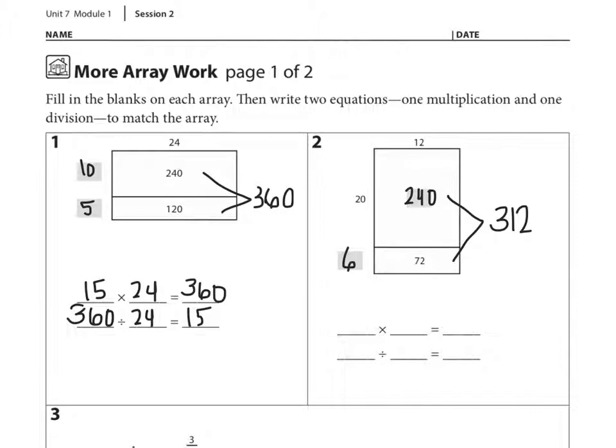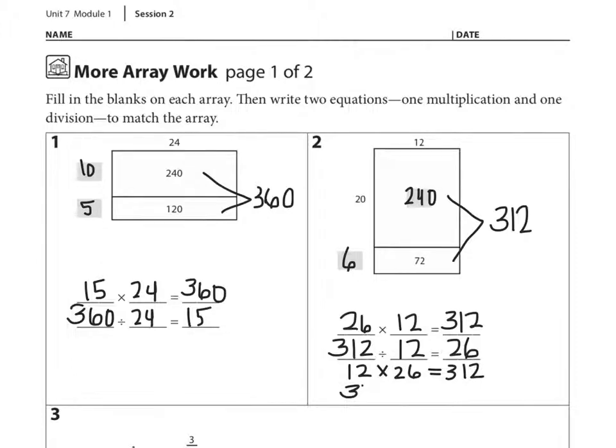So my multiplication and division equations, I'm going to fill in. I'm going to say 26 times 12, and again I got 26 by looking at 20 plus 6 is 26. 26 times 12 is 312. I'm going to take that 312, I'm going to divide it by 12, and my answer is 26. You can also write down in your blanks 12 times 26 equals 312. That would also be correct. And also correct is 312 divided by 26 equals 312.